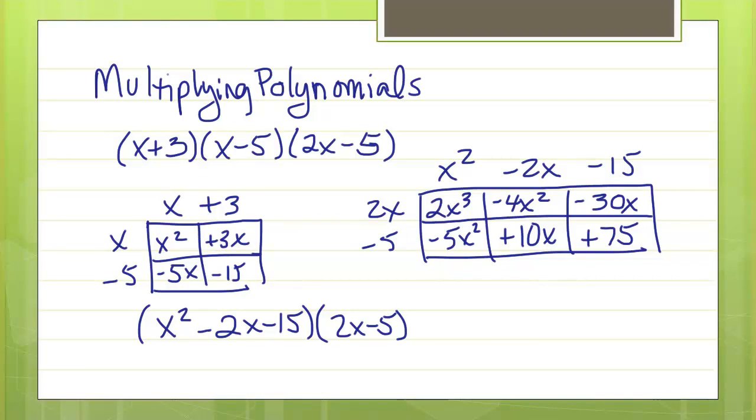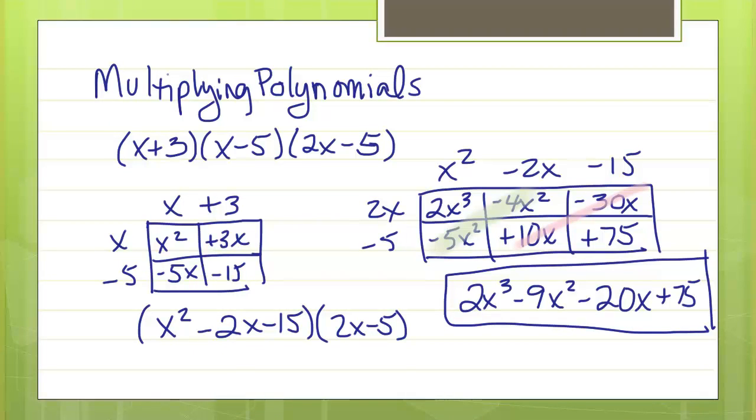So whenever you have these varying degrees, those guys are going to get combined and those guys are going to get combined. So our answer is going to be 2x to the third minus 9x squared minus 20x plus 75.